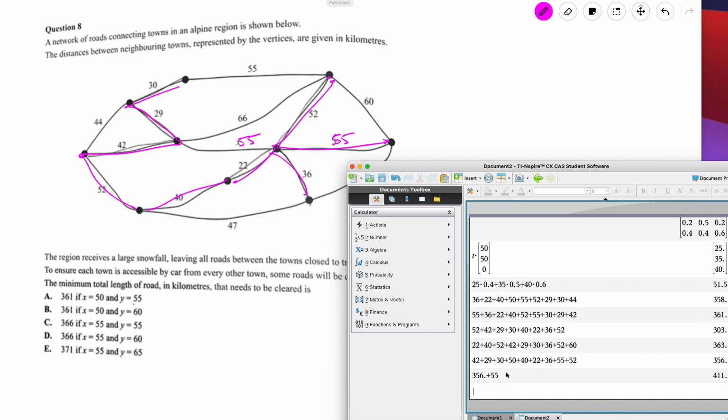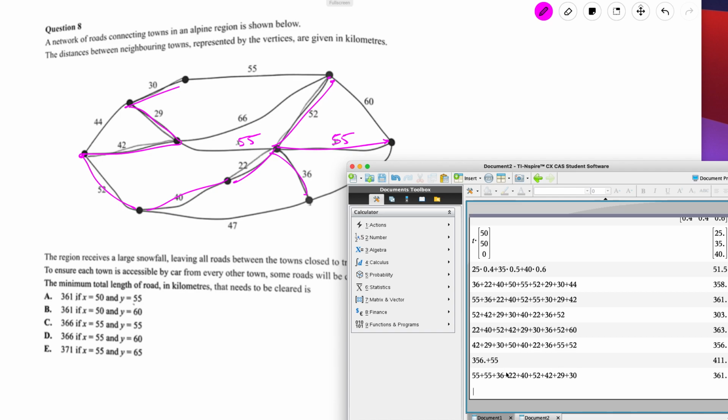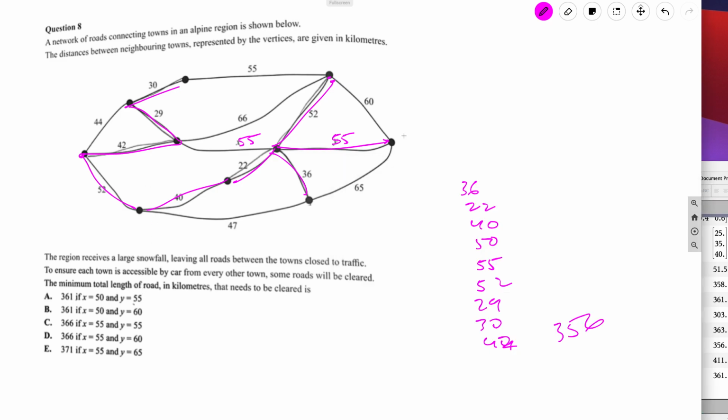So then I'll go from the right here, 52, 55 plus 36, plus 22, plus 40, plus 52, plus 42, plus 29, plus 30. I think that's everything. Everything's connected. 361. Oh God. All right, let's try B. It's got to be one of them now. I'm circling in on it, but geez, I don't envy you guys having to do this one. What the hell? It's got me tricked. 361, 50 and 60. Okay, so 50 and 60.